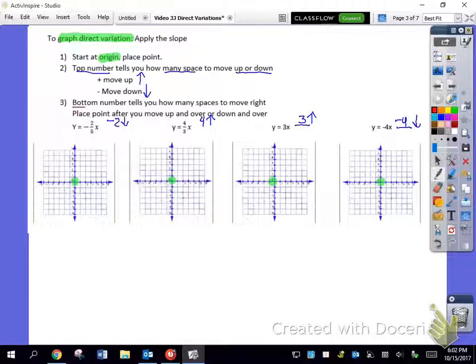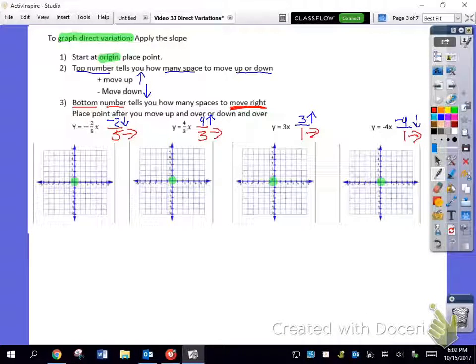The bottom number is going to tell you how many spaces to move to the right. So you're always going to move to the right when you're graphing. It just makes it easier to follow that rule. So the 5, I don't put the negative on both, just one of them. So 5 to the right, 3 to the right. If there's not a number, you put a 1, 1 to the right.